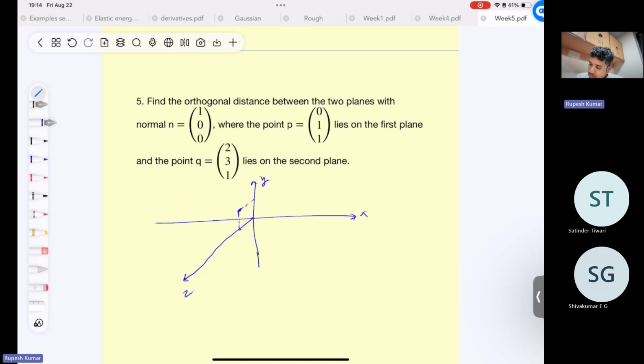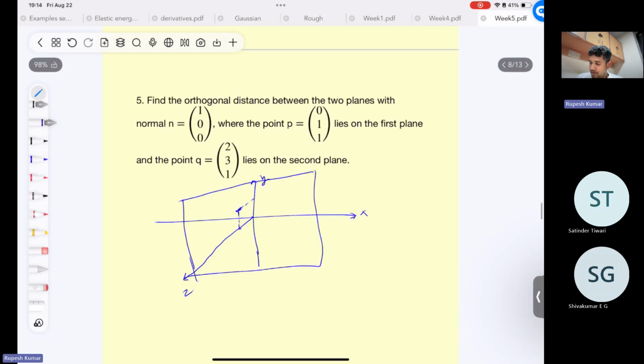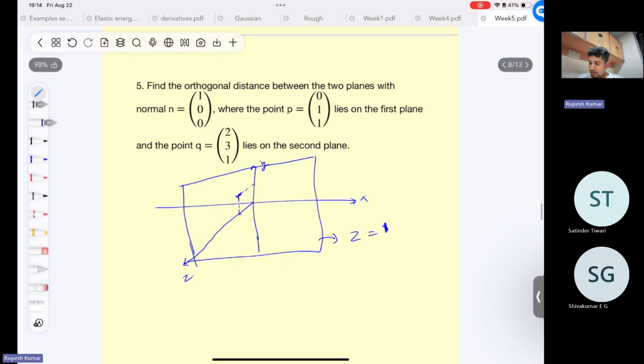So your plane will look something like this, that passes through this point, 0, 1, 1. Essentially, this plane represents z equals to 1, right? This plane essentially represents z equals to 1.